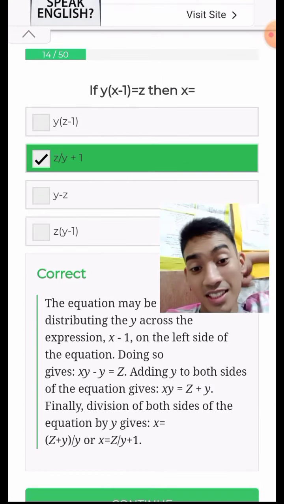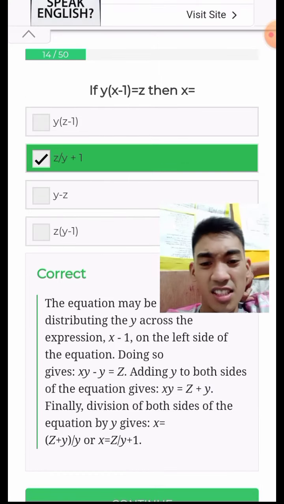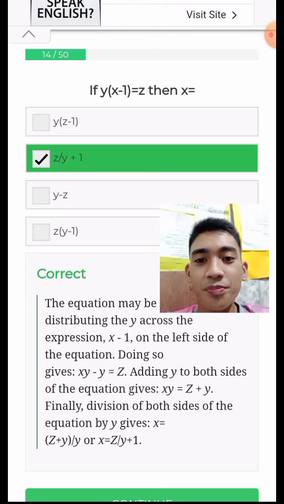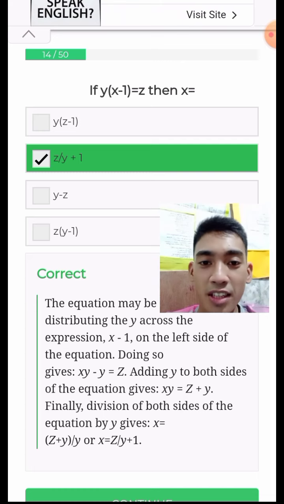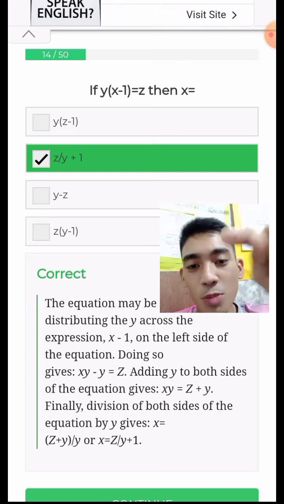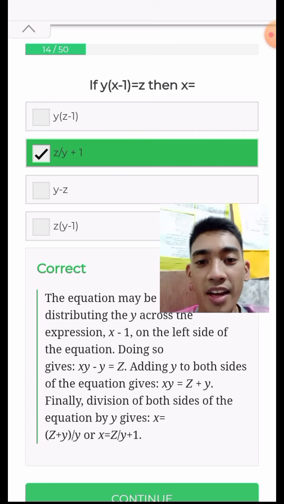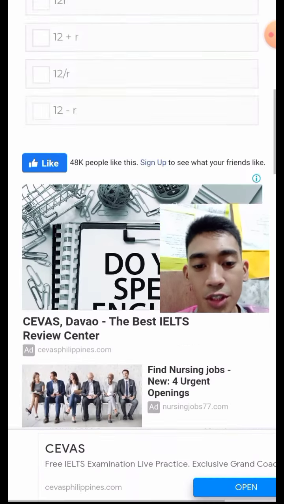So, it provides here a long process, but if I were you, divide both sides by y to remove y, so it becomes z all over y. Then x minus 1, so transpose your negative 1 to the other side, leaving x. So x will become z all over y plus 1. Continue.